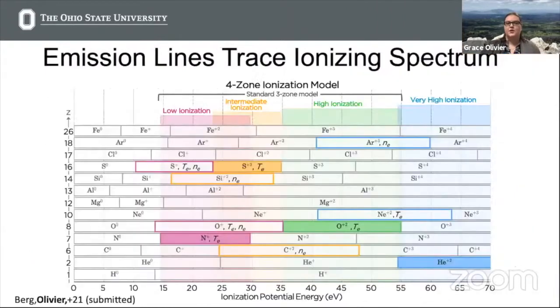And these emission lines really help us by telling us what is happening in the ionizing spectrum. For example, helium-2 is ionized by photons that are 54 eV or greater, and we are calling this the very high ionization zone because it really surpasses the regular standard three-zone model of ionization zones. And all of these emission lines are telling us what is physically happening in these galaxies.